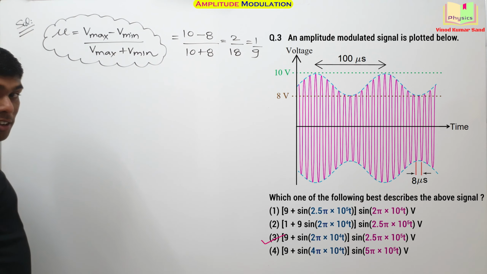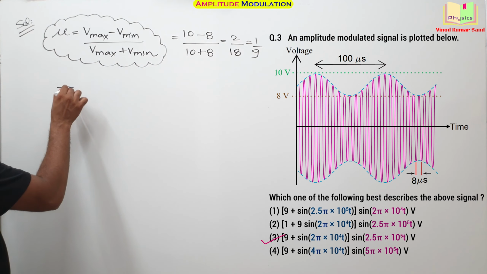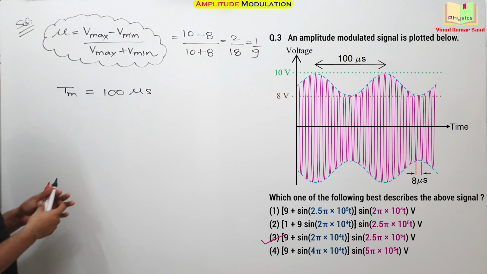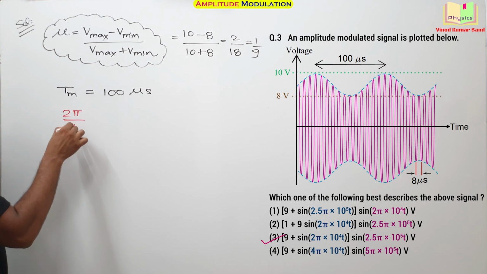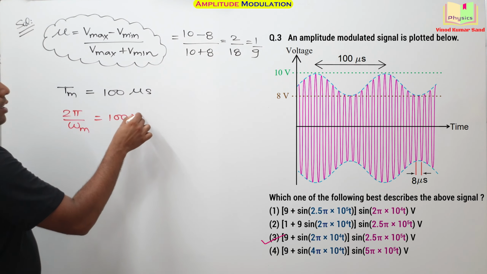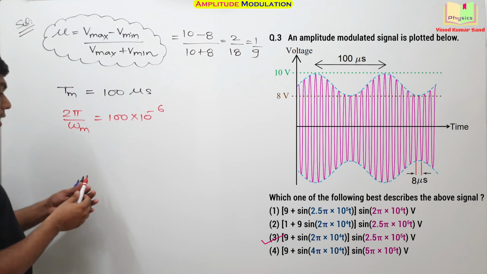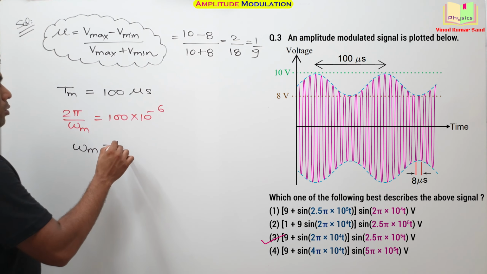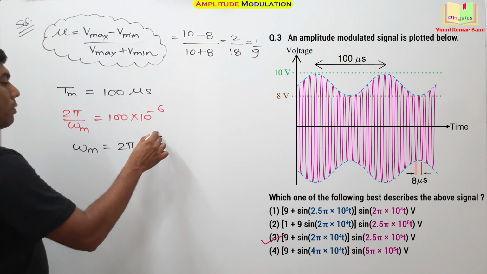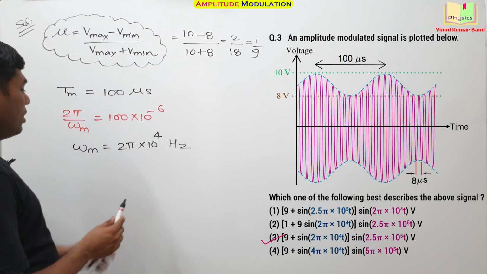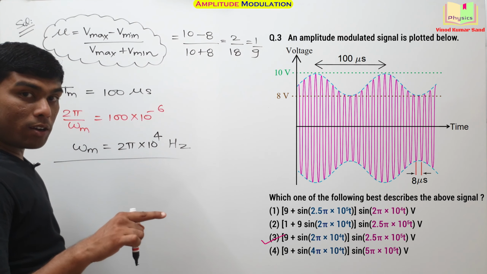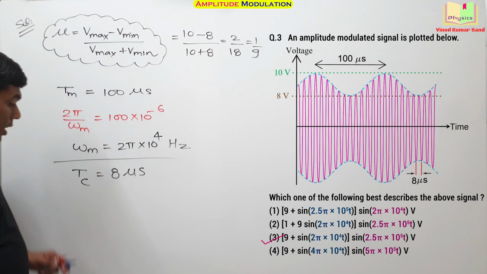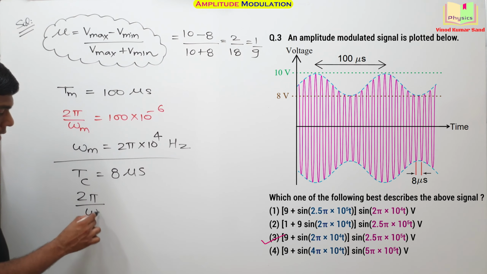Okay. Processing the next information. The time period of the message signal is given as 100 microsecond. And we know one thing, that the time period is 2 pi by omega m, which is equal to 100 into 10 to power minus 6. So this will give us the value of omega m. Omega m will come out to be 2 pi into 10 to power 4. Similar computation you can do for the time period of the carrier. Tc is given as 8 microsecond and it can be written as 2 pi by omega c.